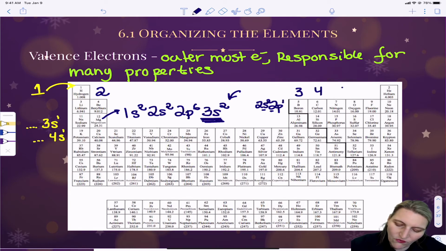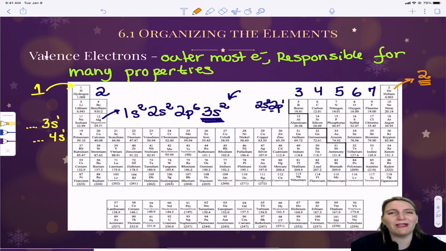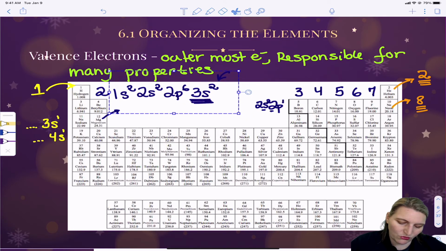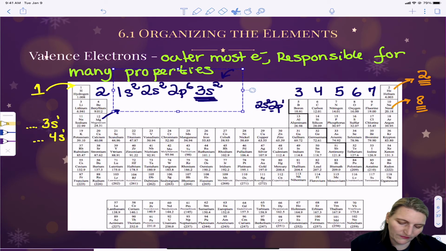Carbon's column has 4. Nitrogen's 5. Oxygen is 6. Fluorine is 7. And then helium, it only has 2 electrons, so it has 2 valence electrons. But then neon and everything below neon has 8 valence electrons. And valence electrons are going to become very important when we start talking about bonding and properties.